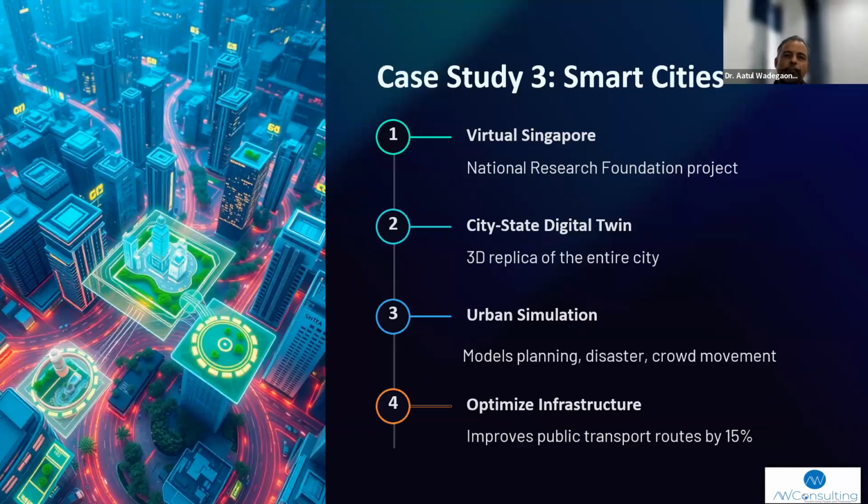And every year you'll find that mechanical engineers are going to be very much part of the mechanism. So the National Research Foundation project was taken up by them. The entire 3D replica of the city is created, for modeling urban simulation, planning, disaster, crowd movement, all these things were done. Similarly, this has resulted in improved public transport routes by 15%.